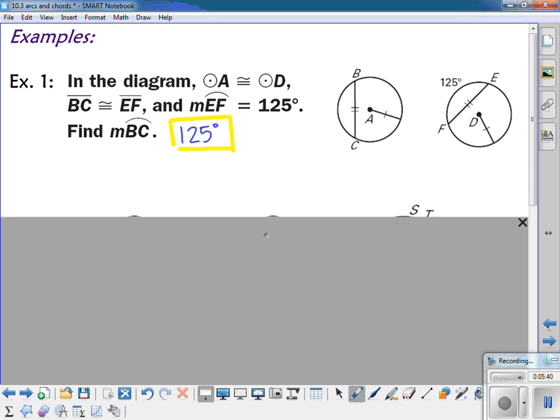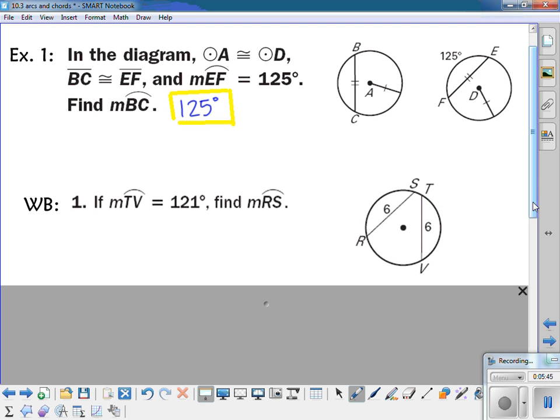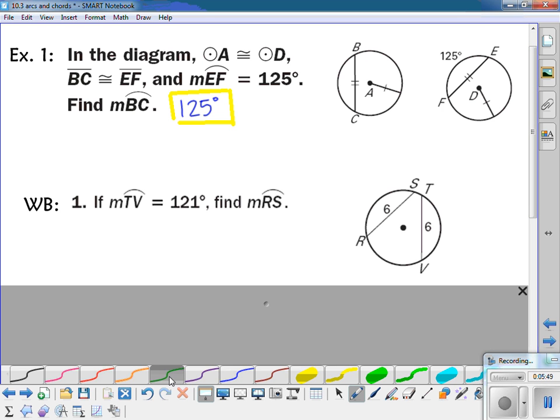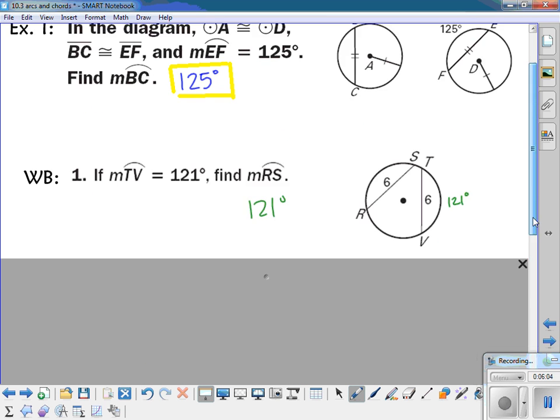So here's one for you to figure out on your own. If the measure of arc TV is 121, what's the measure of arc RS? Okay, so it is 121 degrees also.